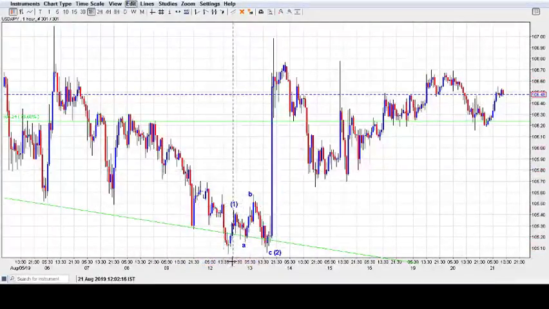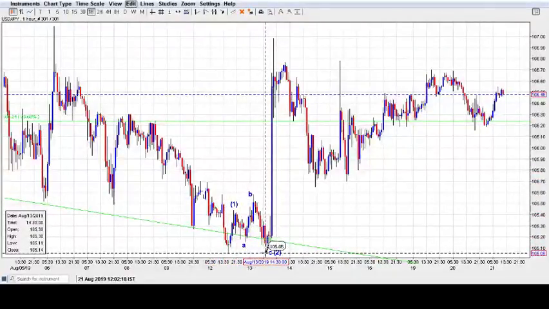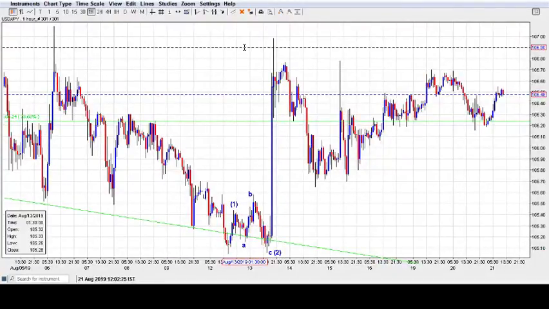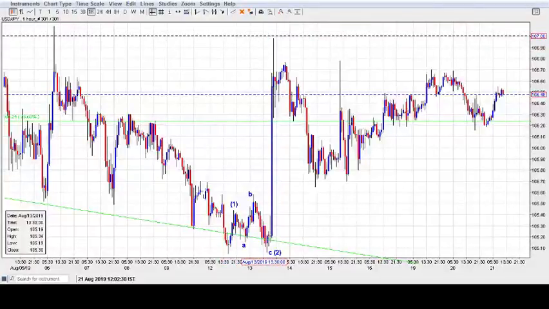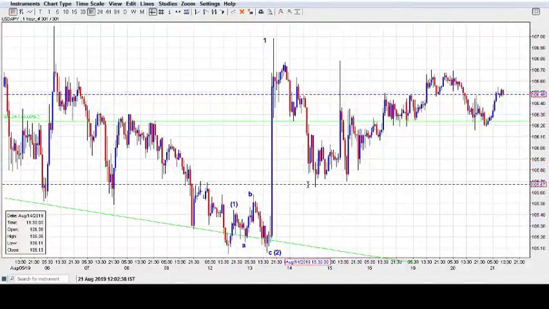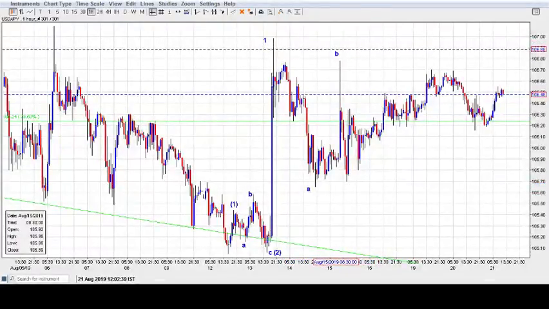So if it is parenthesis 1 and then expanded flat 2, wave 3 has just begun and we've got the first leg within the third wave. So let's label this as 1. And then you have a neat little consolidation you see here. It takes time for triangles to unfold and it looks like a triangle right now.